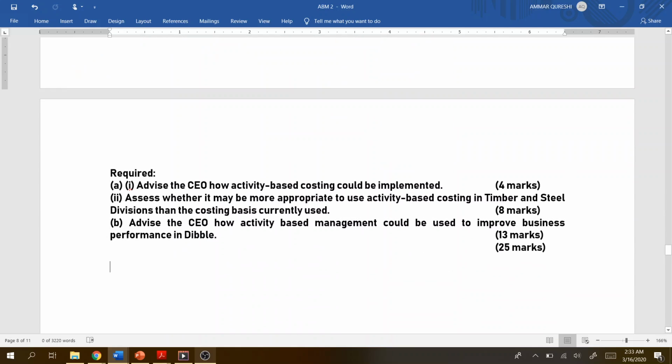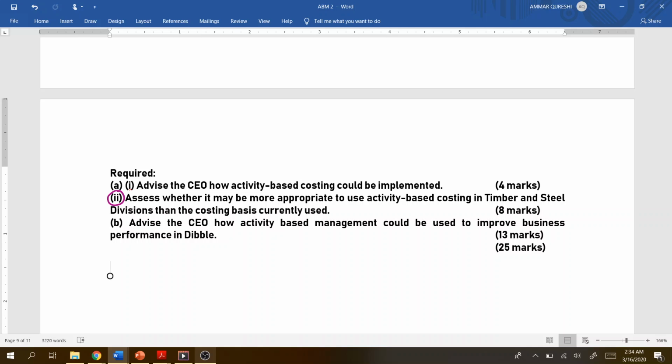Now what's next? You are required to advise the CEO how activity-based costing could be implemented. There are just a few steps to implement it: identification of cost pools, identification of cost drivers, calculation of overhead recovery rates, and then absorption of overhead into the cost of the product. So it's a very basic requirement. You just need to take the name of this company and apply these steps so that you can answer this question. So it's not a technical question, right? This part is a bit technical.